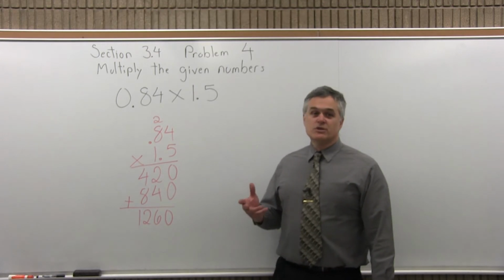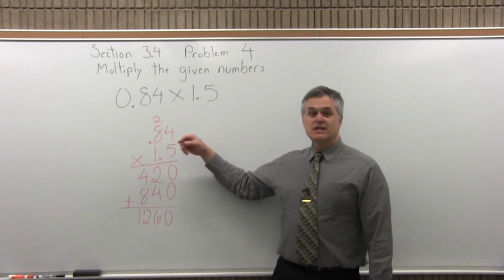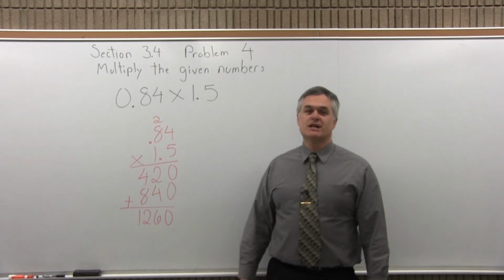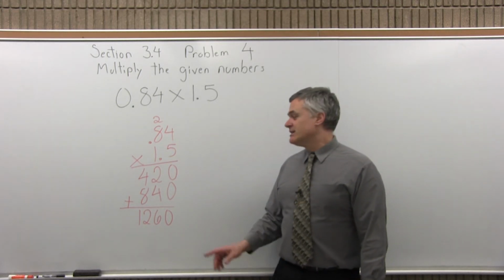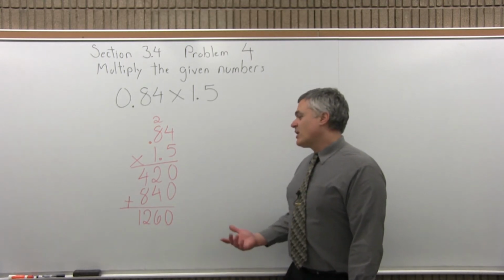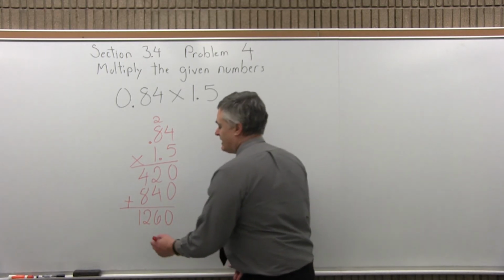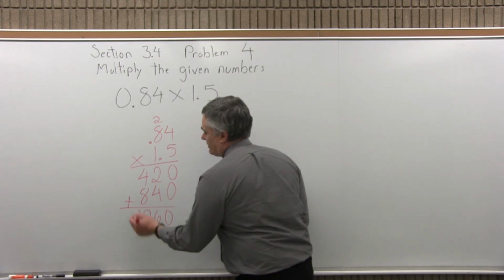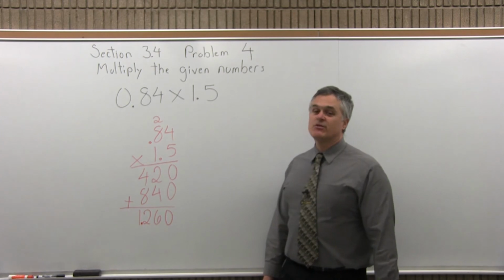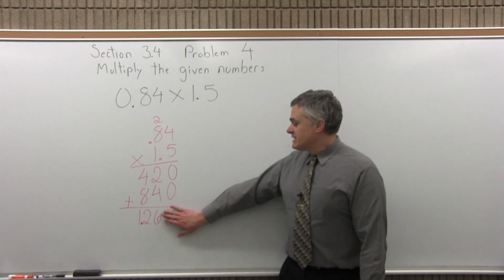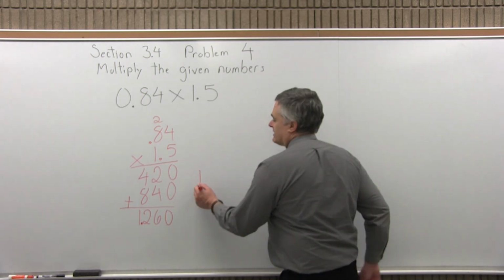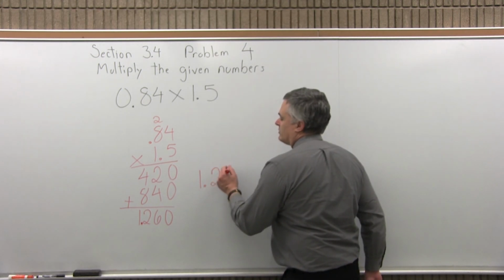So what you want to do is look at how many places you have after the decimal in the question. I have 1, 2, 3 places after the decimal in the question. So I need the same number of places after the decimal in the answer. So take that 1,260 and to have 3 places after the decimal, you would put it in between the 1 and the 2. It would become 1.260. Now, zeros at the end for the decimal, you don't really need to have them. So I can just say that the answer is 1.26.